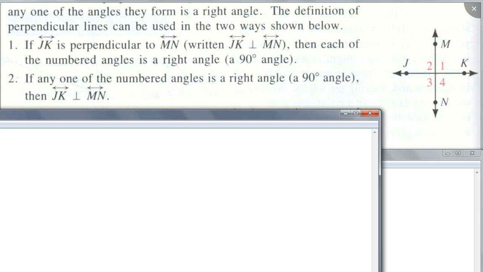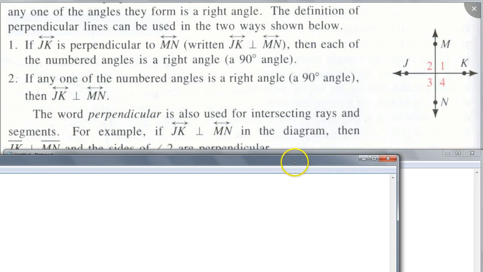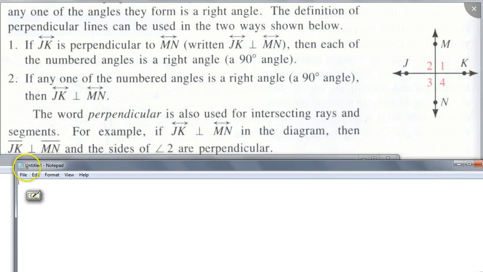Segments MN and JK, right? Okay, so this is what they're talking about here. You don't have to write this down. It turns out segments could be perpendicular.